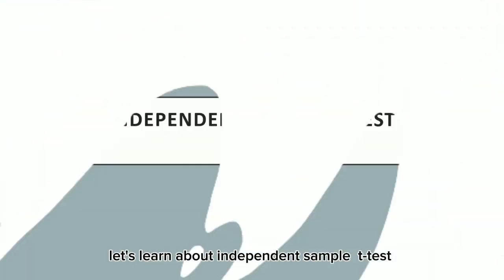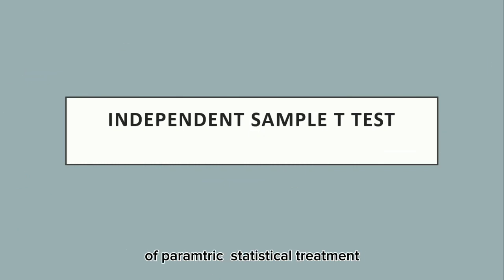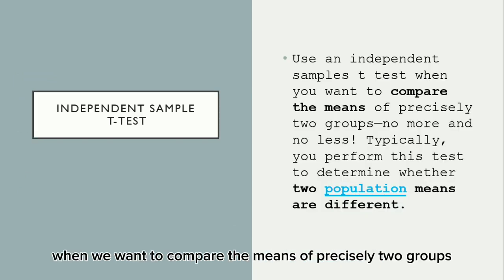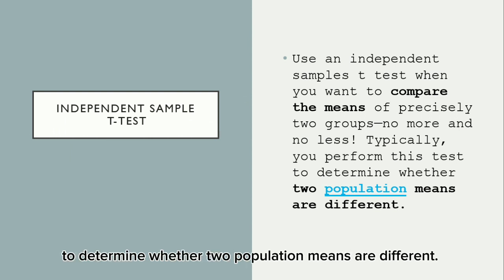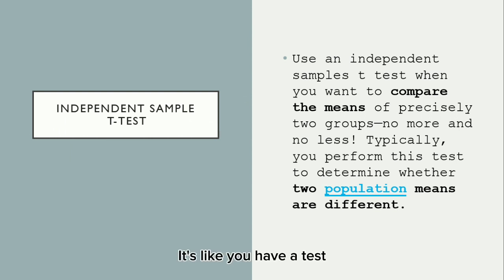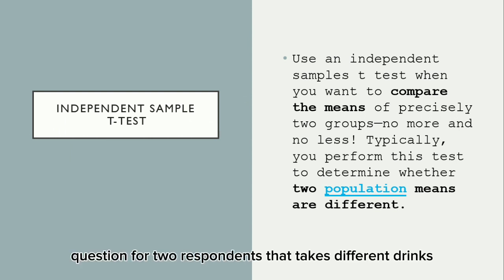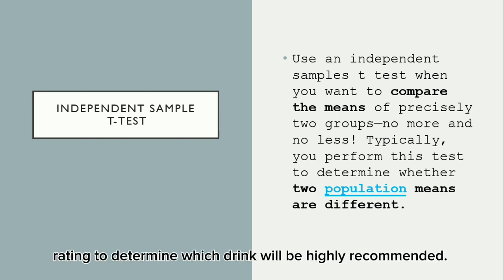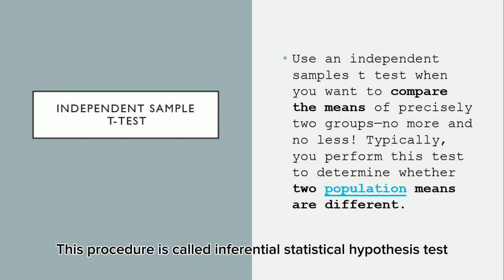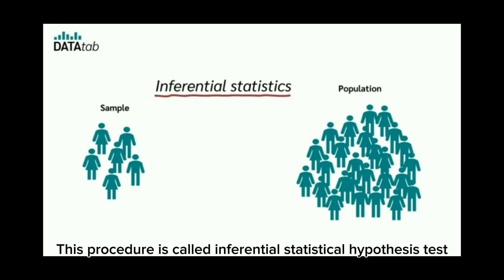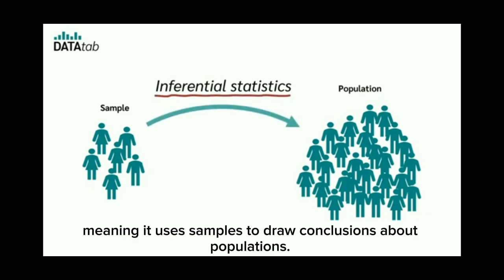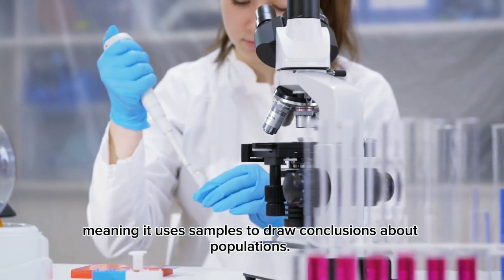So today, let's learn about the independent sample t-test, a parametric statistical treatment. We use an independent sample t-test when we want to compare the means of precisely two groups to determine whether two population means are different. It's like having a test question for two respondents who take different drinks, and comparing their ratings to determine which drink will be highly recommended. This procedure is called an inferential statistical hypothesis test, meaning it uses samples to draw conclusions about populations.